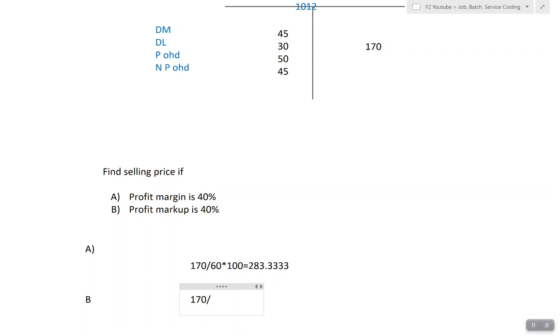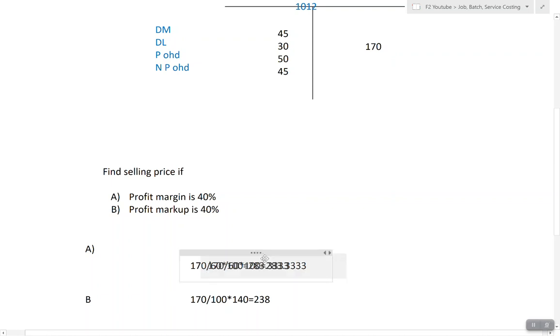But I will do it the same way. Divide by 100, because cost will be 100%, multiplied by 140 will give us the selling price. Remember, this is higher than this one because I said margin is a percentage based on selling price. So obviously the overall result of that is going to be higher.